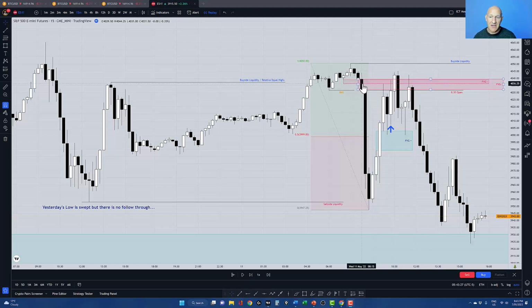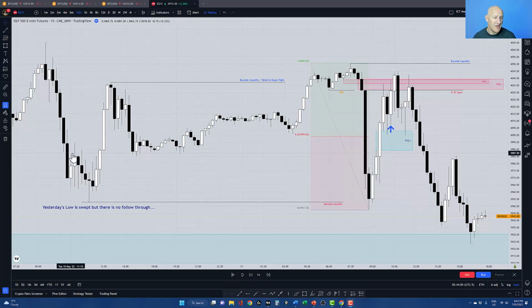And you can see the market just drops off very strongly after that open. You can see we trade all the way down here. We take out that sell side liquidity, and yesterday's low is swept, but there's no follow through. Now, this is a really important point. This is why ICT decides to trade long going into this particular session, so counter to his bias.